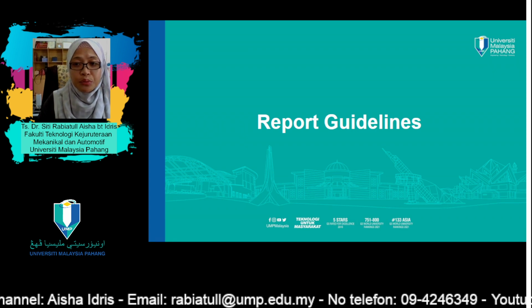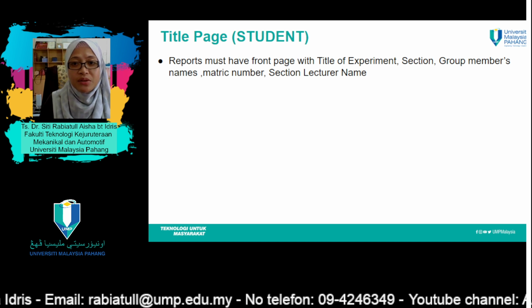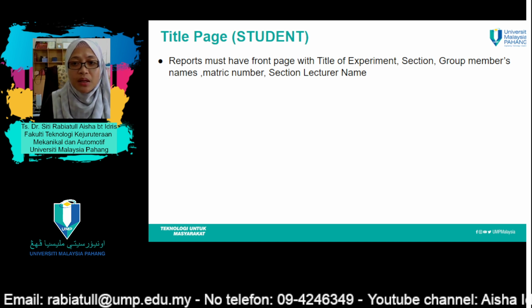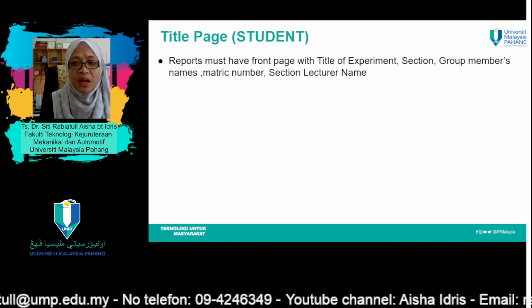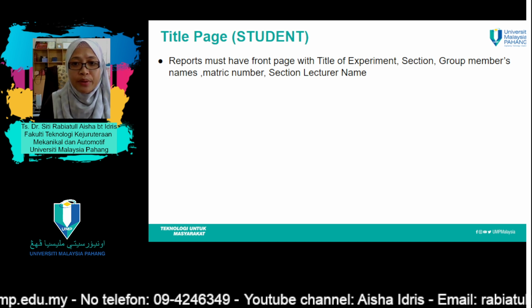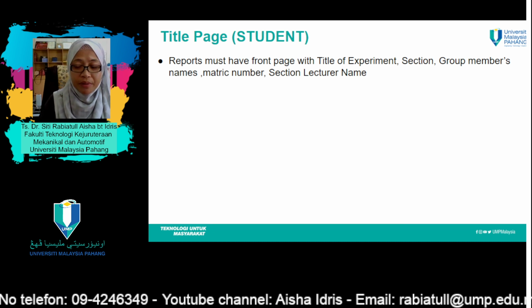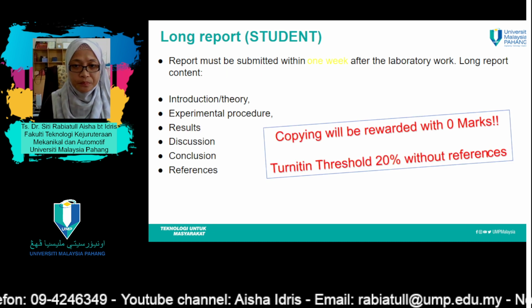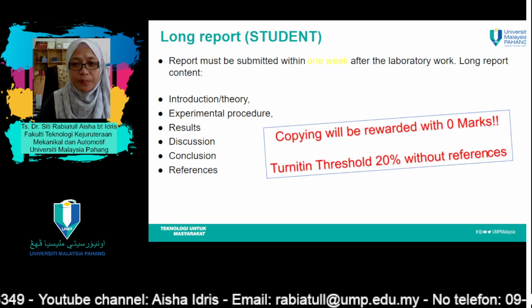Now let's move on to report guidelines. First of all, for the title page, student reports must have a front page with title of experiment, section, group members, name, matric number, and section lecturer name. That is the title page.